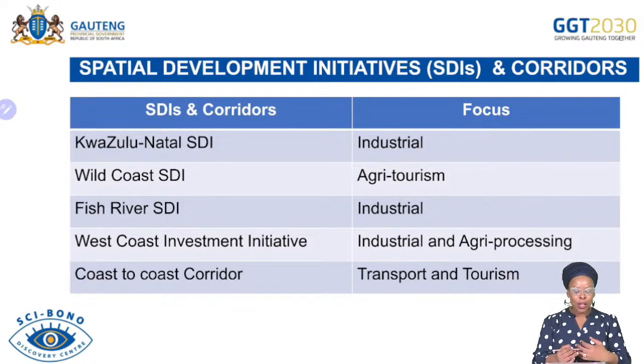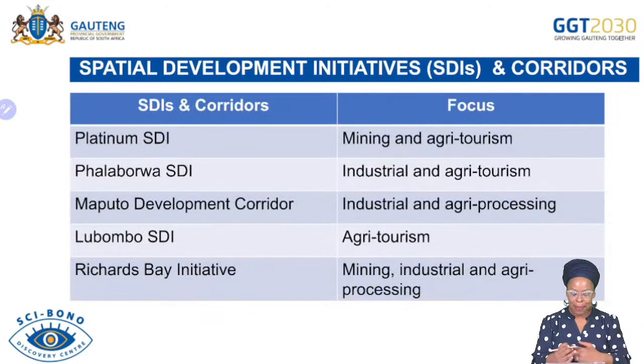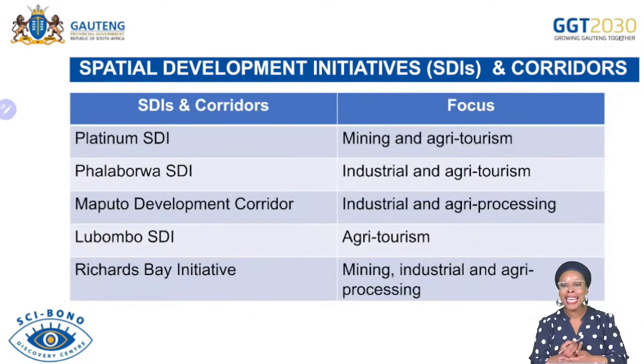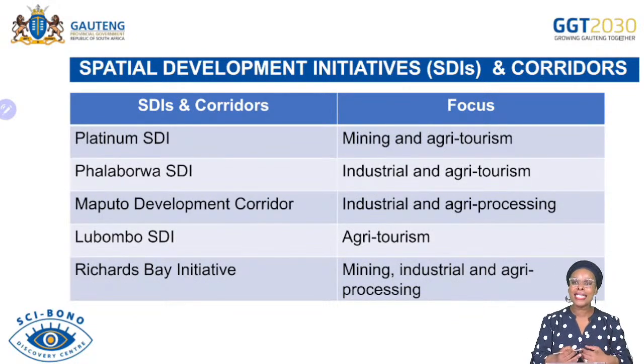Okay. We also have, for example, the Platinum SDI, which focuses on mining and agriculture as well as tourism. The Phalaborwa SDI focuses on industrial and agri-tourism. Maputo Development Corridor focuses on industrial and agri-processing. Lubombo SDI focuses on agri-tourism. We have Richards Bay Initiative, which focuses on mining, industrial and agri-processing.